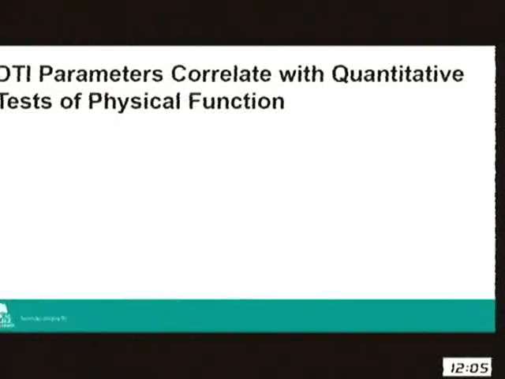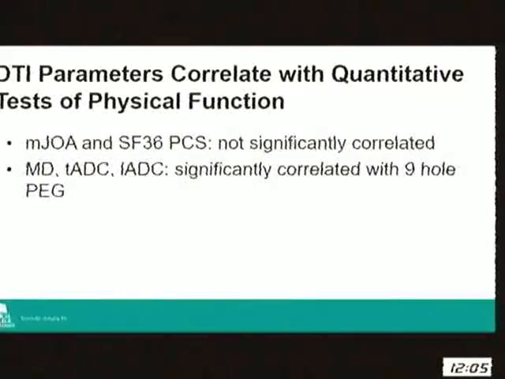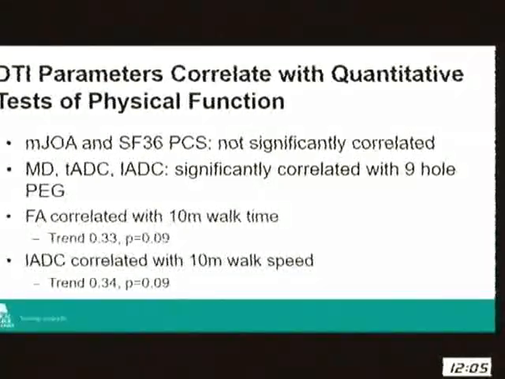What we found is that the DTI parameters correlate with quantitative tests of physical function as well. So the MJOA and SF36 in this study did not significantly correlate with DTI, but I think that's because of our small sample size. Mean diffusivity, transverse ADC, longitudinal ADC, these were significantly correlated with the 9-hole peg test. And fractional anisotropy correlated with the 10-meter walk time with the trend, P .09, and LADC correlated with the 10-meter walk speed as well.